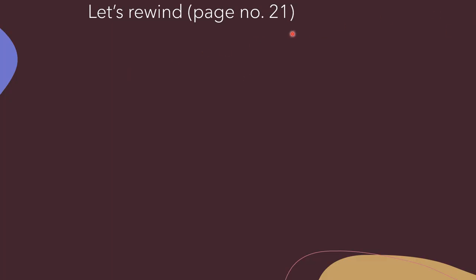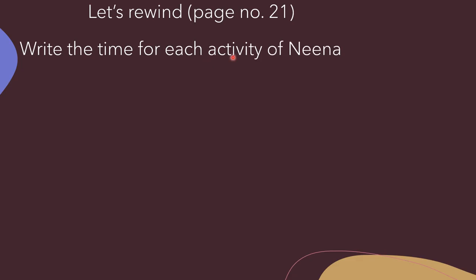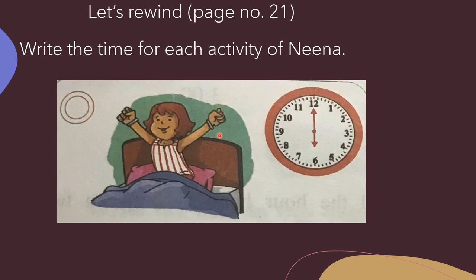Let's rewind to page number 21. Write the time for each activity of Nina. So here we have a picture. She is Nina, and there is a time on this clock. Now we have to tell what the time is. Here the question is: Nina wakes up at dash.